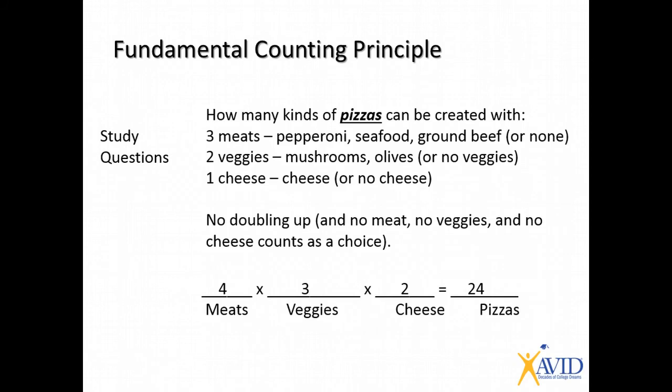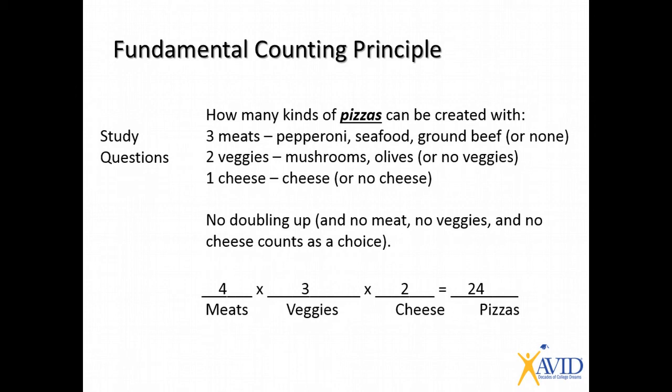So here's a short activity utilizing the concepts we just went over. How many kinds of pizzas can be created with 3 meats: pepperoni, seafood, and ground beef, or the 4th option would be none; 2 veggies, mushrooms or olives, or again none; and 1 cheese, cheese or no cheese. No doubling up, and no meat, no veggies, and no cheese counts as a choice.